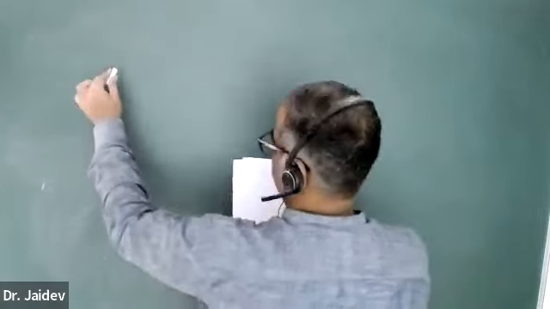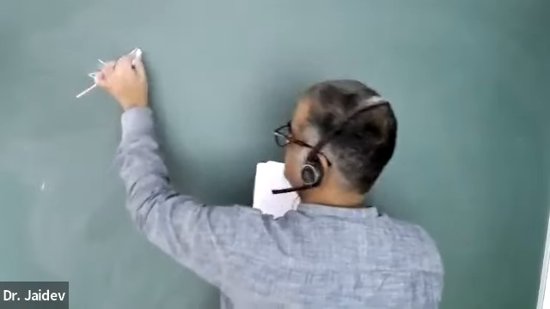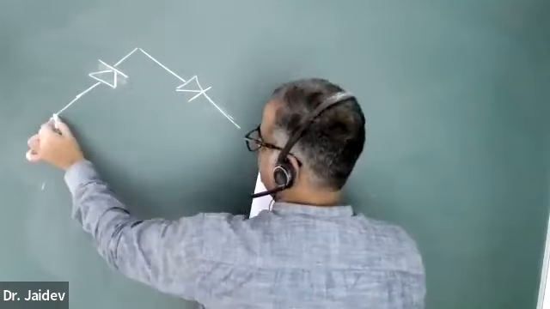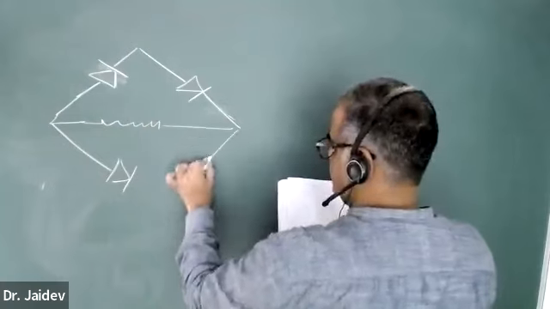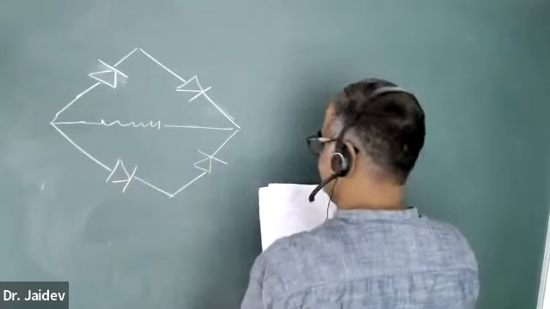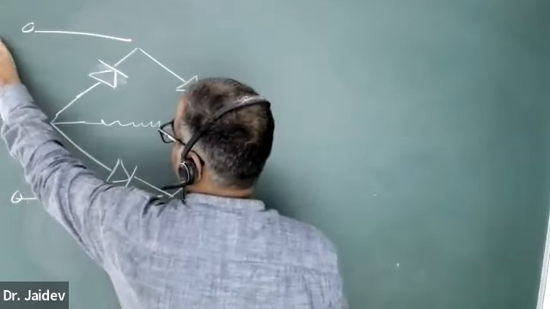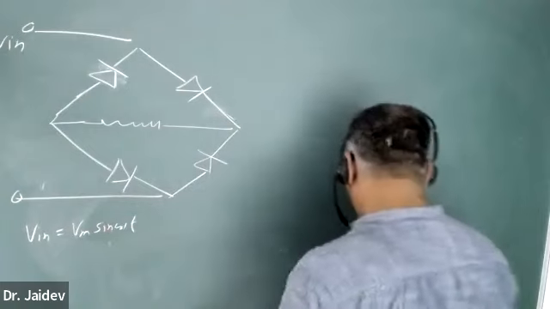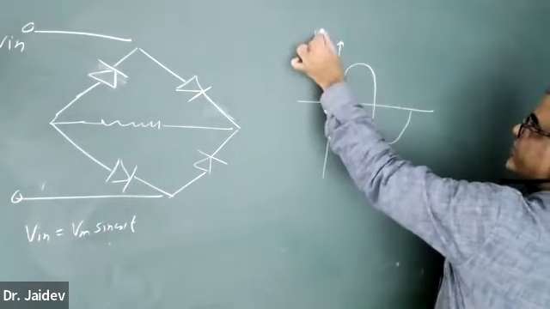Now let us discuss the full wave rectifier. So you have this diode. Here we have a resistance, say R. Here I have a diode, one more diode, and here one more diode. So we have four diodes. Now I'm applying V input in between these two terminals, and V input is again my sine omega t. That means your V input is again a sine wave. And now please understand clearly what I'm going to do.